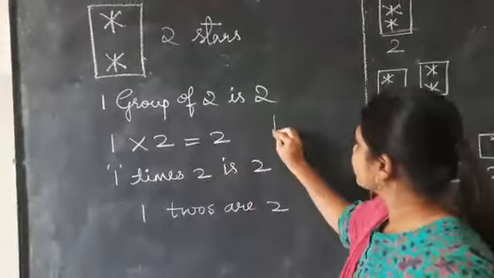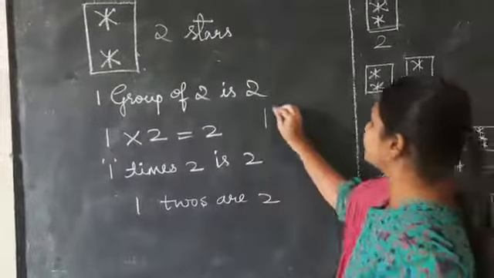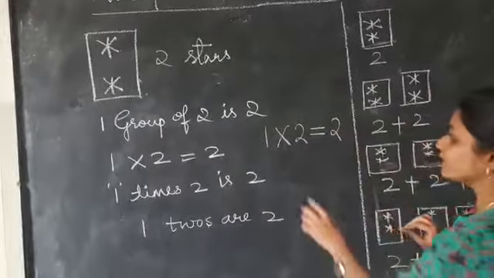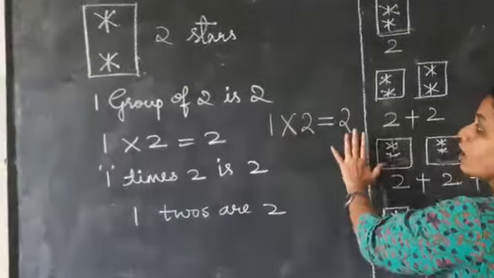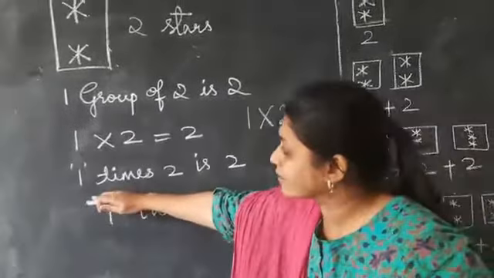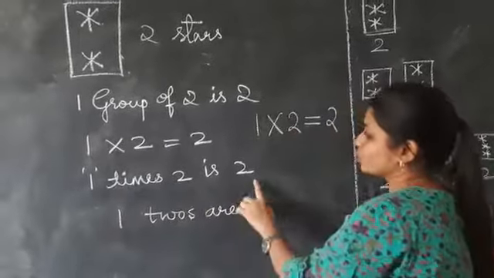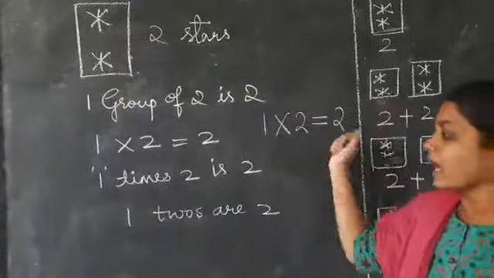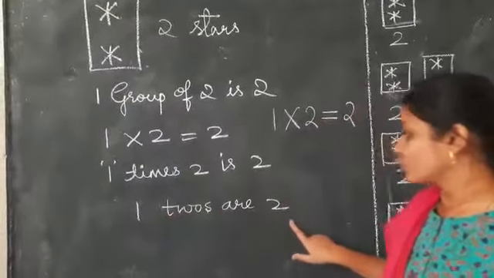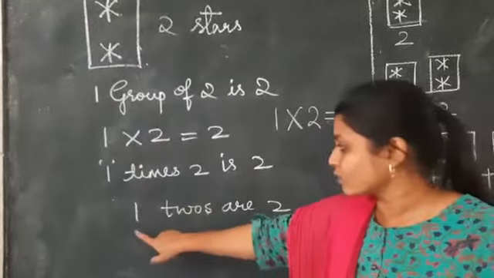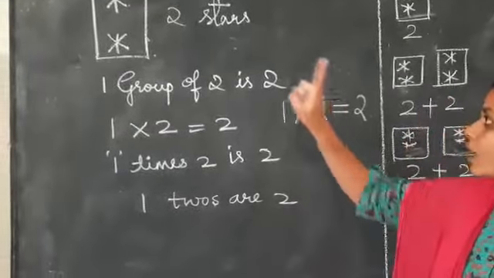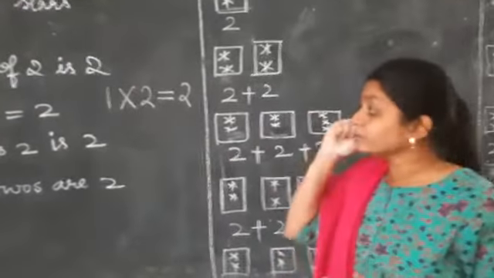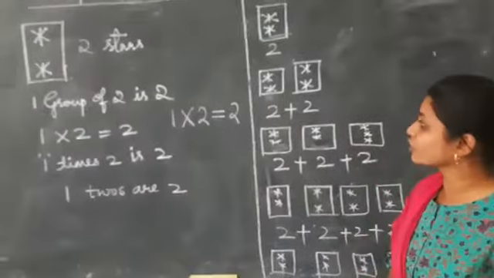I'll show you once again. We will write one group of stars into two stars in one group, which equals 2. That means in one group we have 2 stars, which equals 2 stars. You will read this as 1 times 2 is 2. Or else you can also read it as 1 2's are 2. This is a table. This is how you will write the multiplication tables.